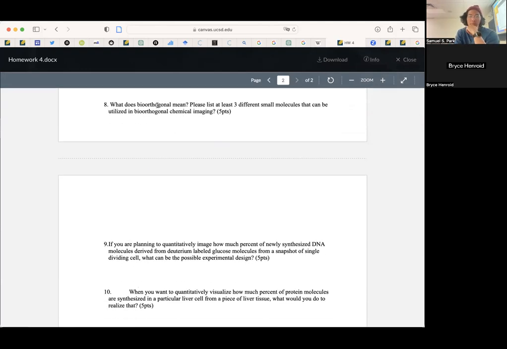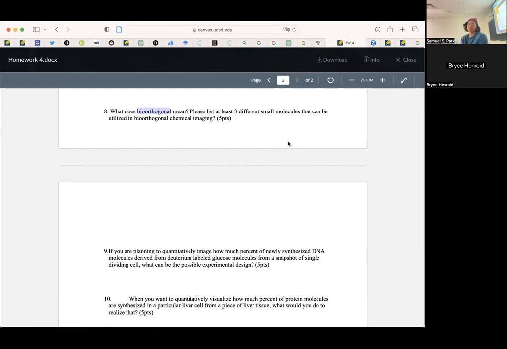What does bioorthogonal mean? Give three different small molecules that can be utilized using bioorthogonal chemical imaging. I think it's either this past Thursday or this Tuesday. Honestly, I don't remember this one, but I think you can find it in the notes.